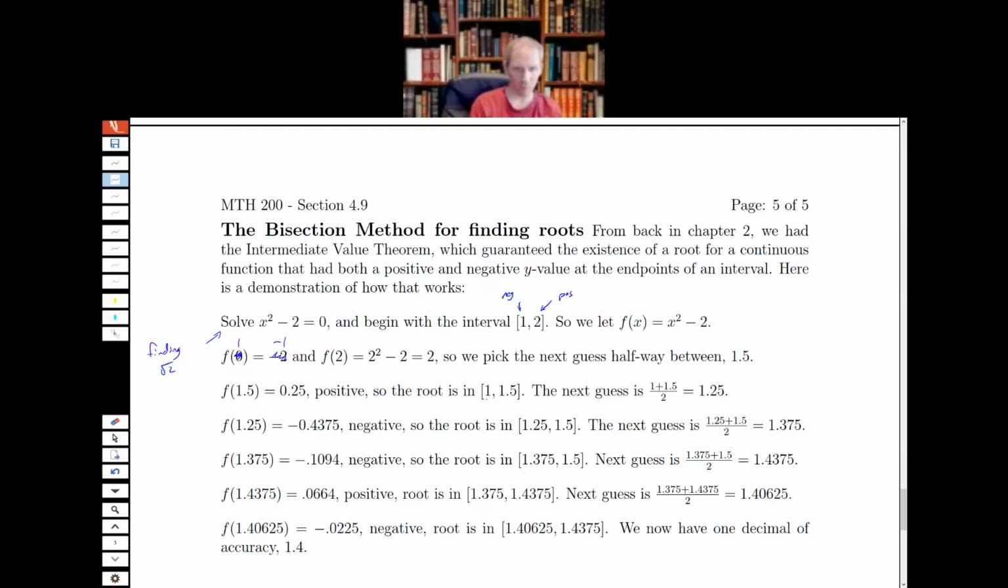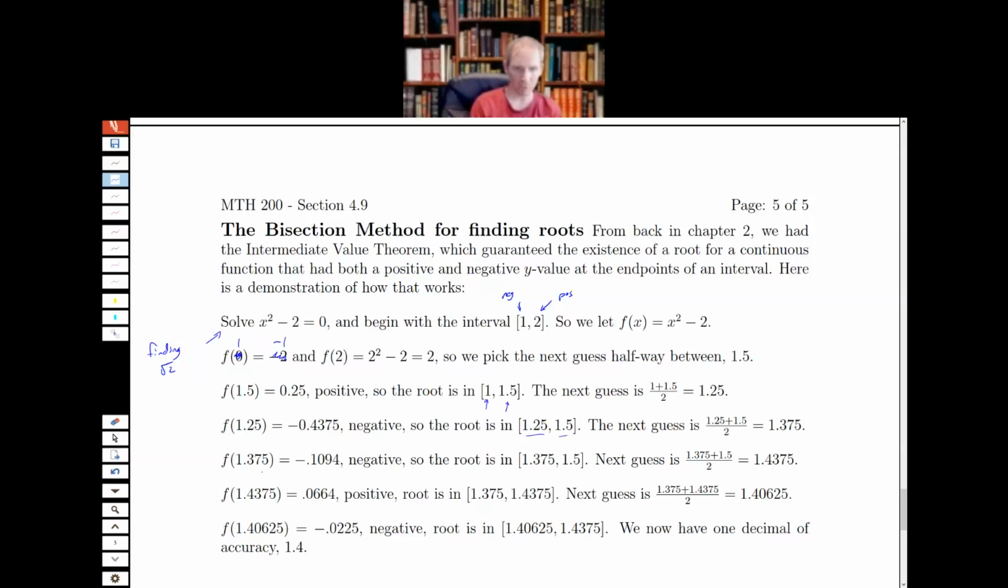So once again, the 1 gives me a negative, the 1.5 gives me a positive, so there has to be a root somewhere in between by the intermediate value theorem. So again, I go halfway in between those two. I get 1.25. So then I check that one. I plug it in the function. I get a negative. So what I'm going to do is replace my old negative value with this slightly bigger one. And I know the root is somewhere in between 1.25 and 1.5.